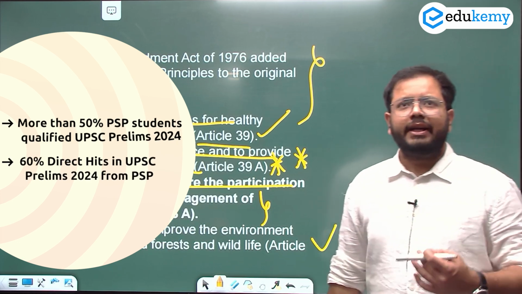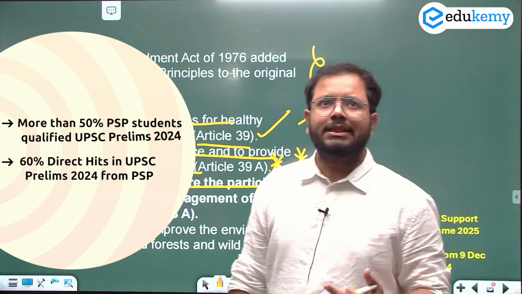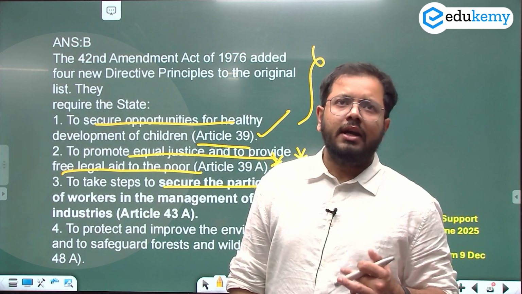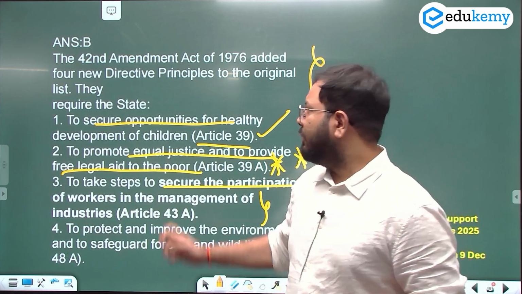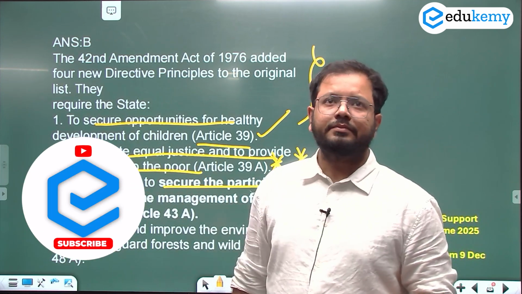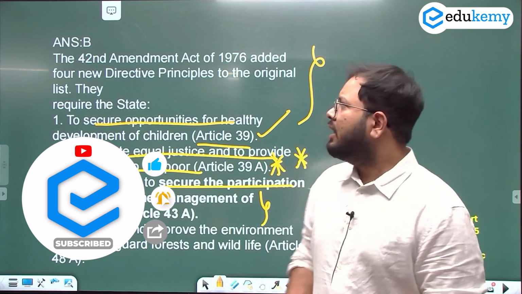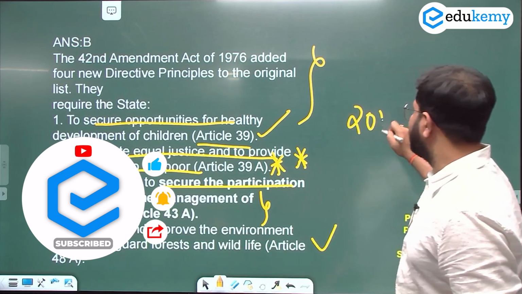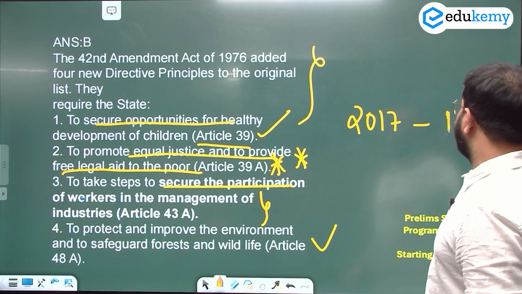So here we complete the first set of DPSP in which we solved 9 questions, from 2024 to 2017. Stay tuned for another video in which we will be solving from 2017 to 1979.